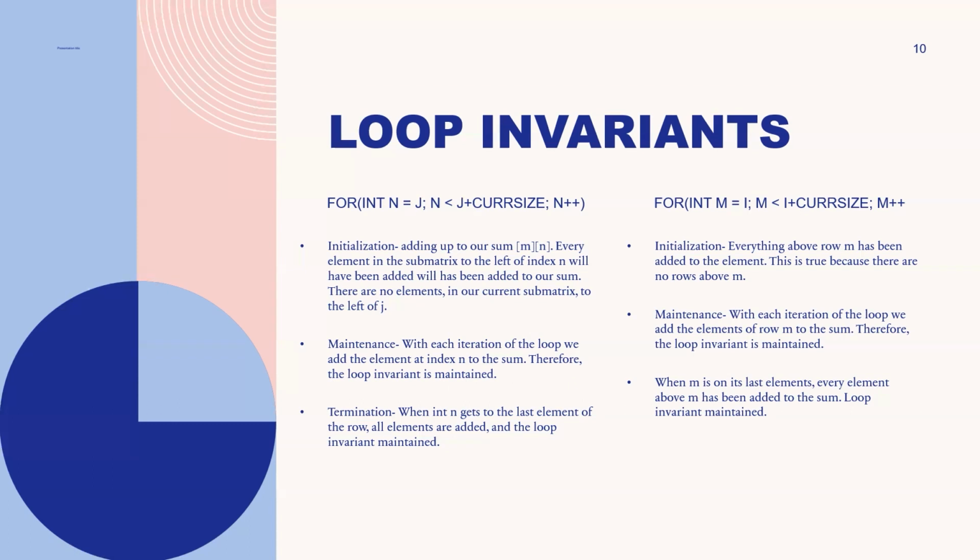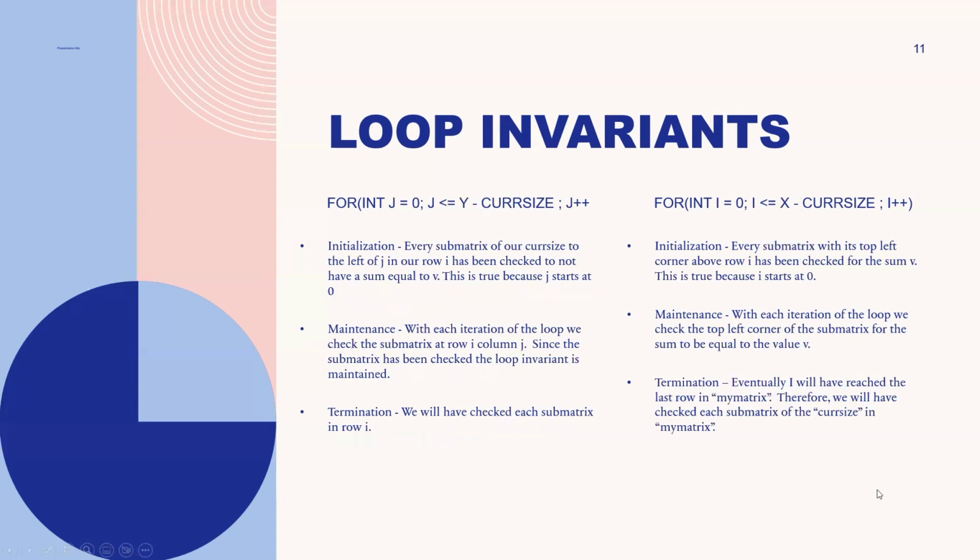And for the next for loop is the one right above it. We have everything above row M has been added when we start off, because we don't have any rows above M. And for maintenance, for each iteration of the loop, we add the elements of row M to the sum. Therefore, the loop invariant is maintained. And when M is on its last element, every element above the row M has been added. So our loop invariant is maintained.